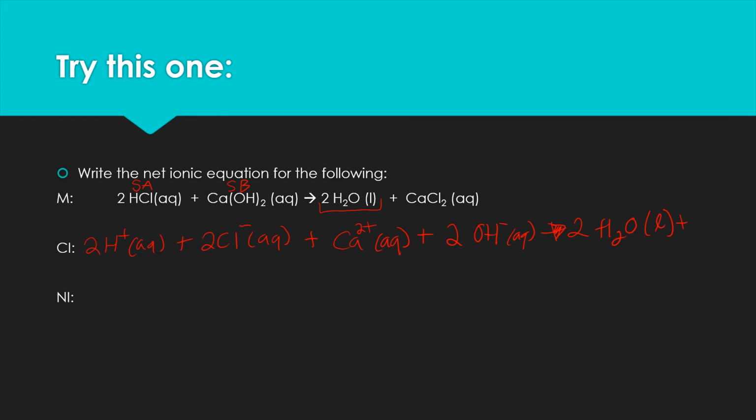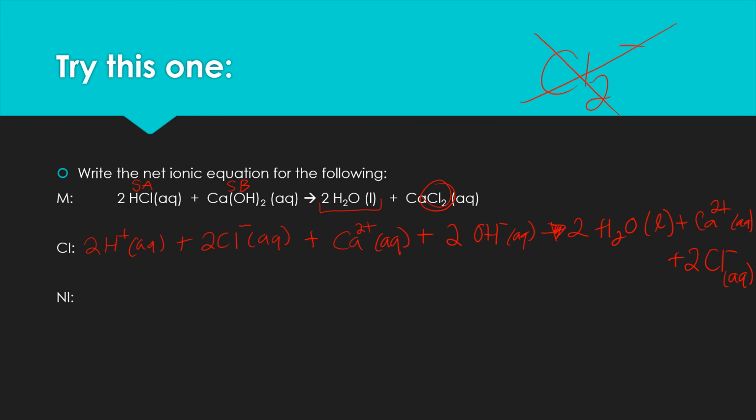And then we separate our calcium chloride. So we have calcium 2+, aqueous. And I see a lot of students still messing this part up. And we have 2 chloride ions that are aqueous, okay? We do not write Cl2-. That does not exist. That is not a real thing, okay? You got to bring that 2 to the front. All right, let's look for our spectator ions.